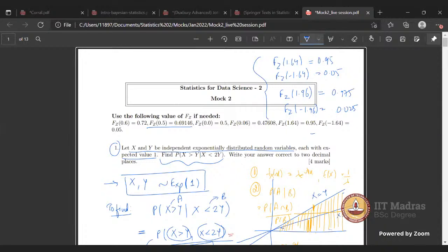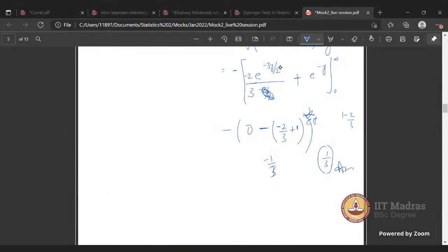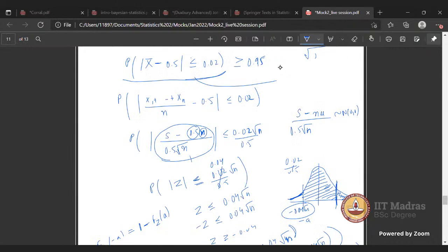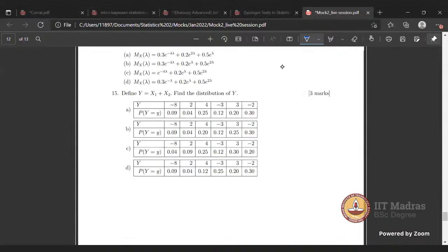Ma'am, is it necessary to remember these values? No, you don't have to remember, but they are frequently used, so if you know them, it's useful. I got it, ma'am. So we need to replace 0.95 with FZ of 1.64. I didn't see this value. Thank you. Okay, fine.